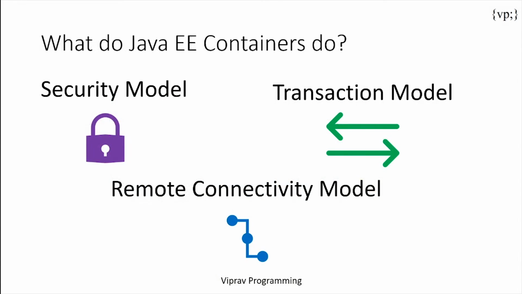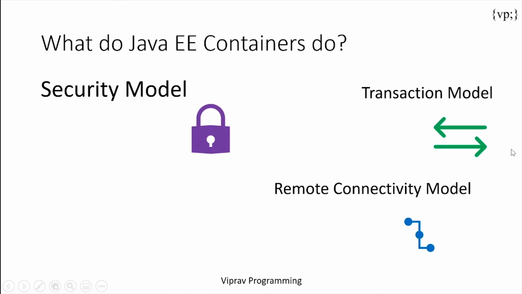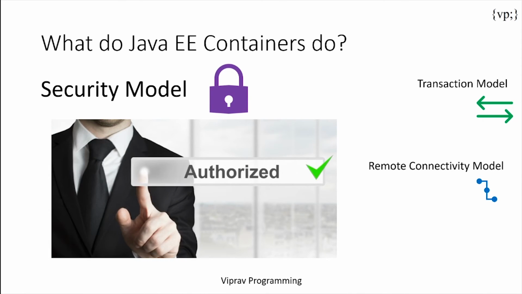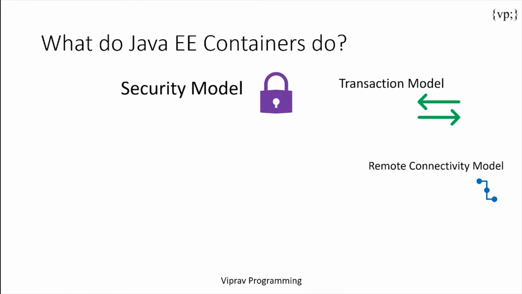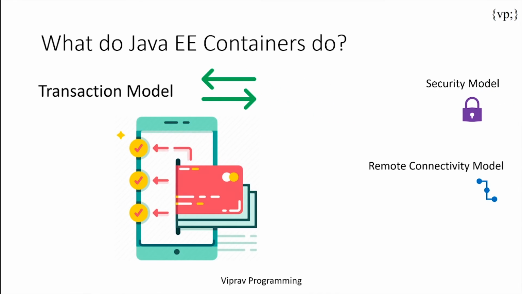So what do Java EE containers do? These containers bring in multiple models to choose from. A few of them are listed here, like the security model, the transaction model, and the remote connectivity model. The security model lets you configure the application to only allow authorized users to edit system resources, while the transaction model lets you treat multiple transactions as one single transaction to make sure the transactions are done without fail.